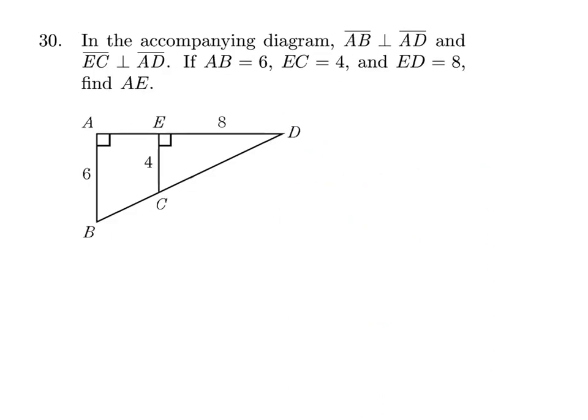All right, in the accompanying diagram, AB is perpendicular to AD, and EC is perpendicular to AD. I have that labeled for us already. If AB is 6, EC is 4, and ED is 8, find AE. All right, got to find this length here.